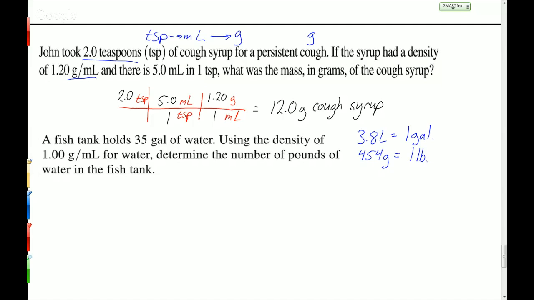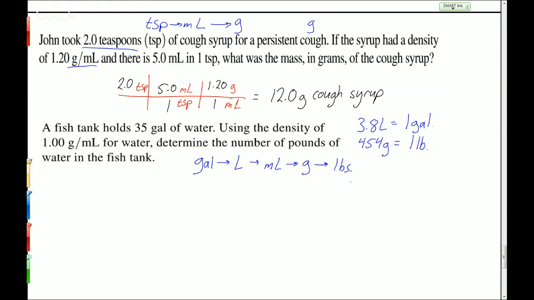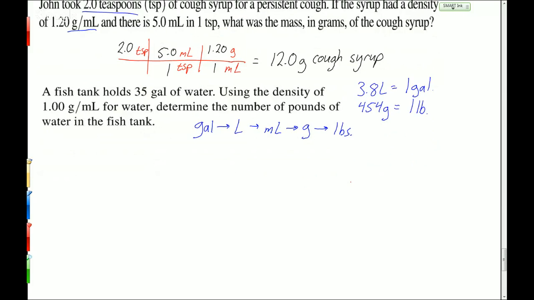So did you come up with a map like this? Gallons to liters to milliliters to grams to pounds. Yeah? All right, great. So we can set that up. Gallons to liters to milliliters to grams to pounds.